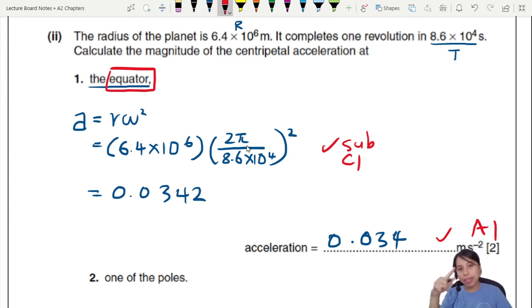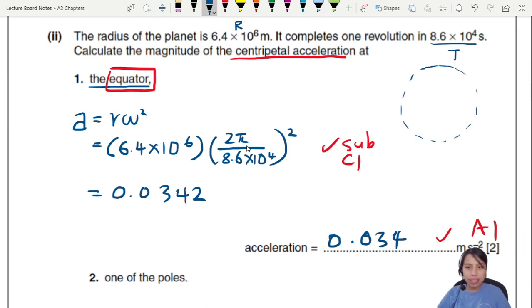Now the next part wants to troll you. So this is centripetal acceleration at the equator. Why? Because remember, we have a planet, right? The planet is like this. We are at the equator and we are going in a circle. So there is centripetal acceleration that keeps us going in a circle.